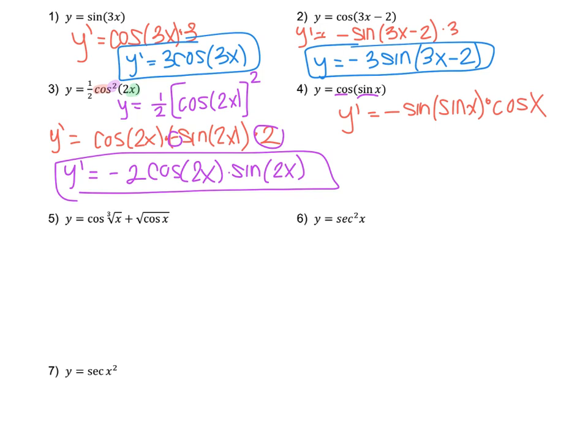So look what we have. We've got negative sine of sine of x times cosine of x, and there's really no simplifying we can do there. It's not sine squared of x, because I'm not taking sine of x times sine of x. I'm taking the sine of the sine. I know that can get a little confusing.